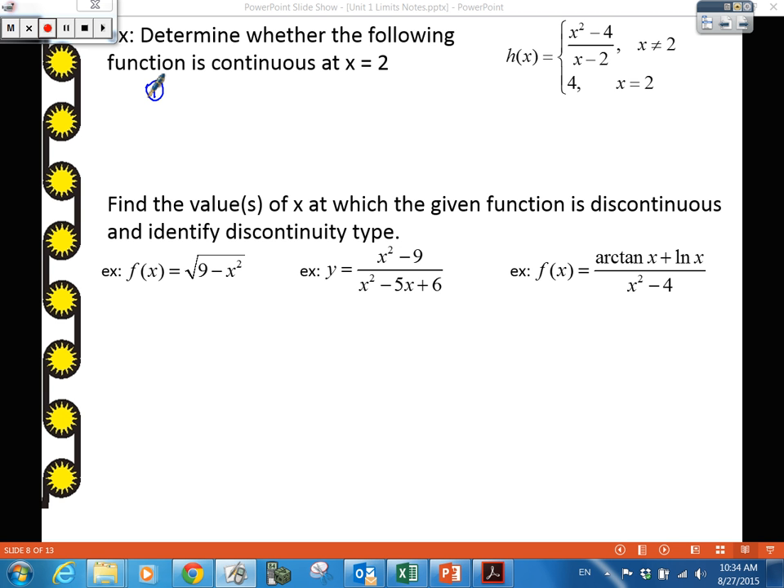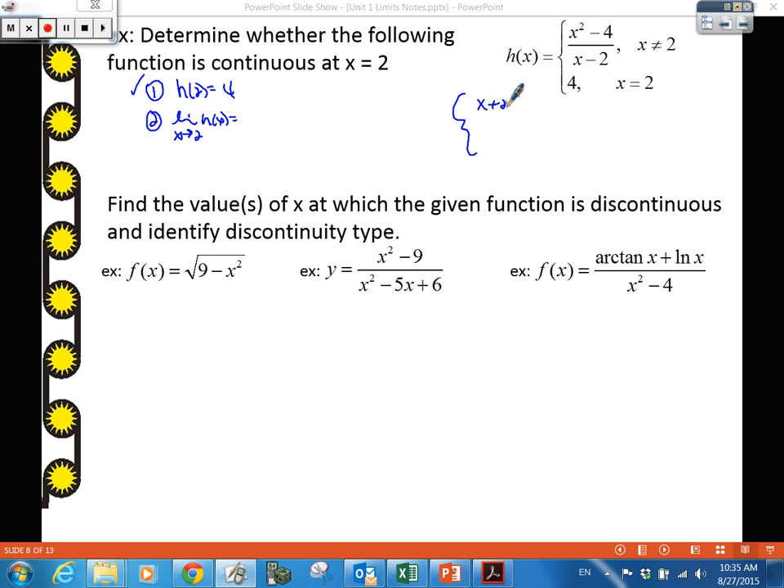So number 1, the first thing is that the function value exists. So does h of 2 exist? Let's come over here. Is there a function value at 2? There is, right? It's 4. So number 1, h of 2 exists. That's great. One of the 3 we have complete. Number 2, does the limit as x approaches 2 of h of x exist? Well, let's go work on that. Let's see if it exists. We can do this graphically or algebraically. Why don't we just work on it algebraically?